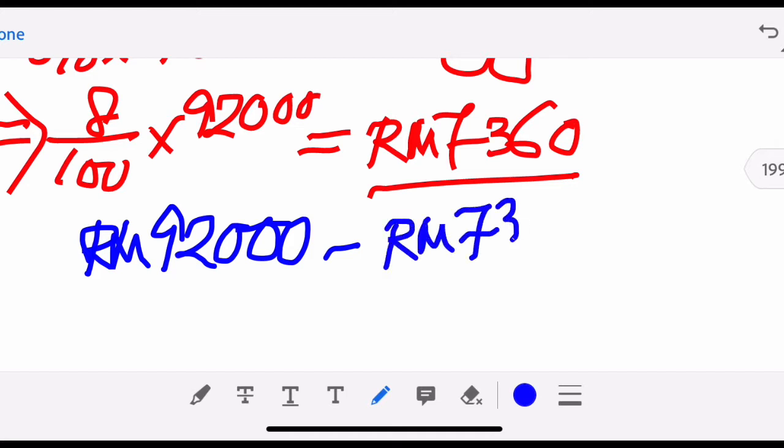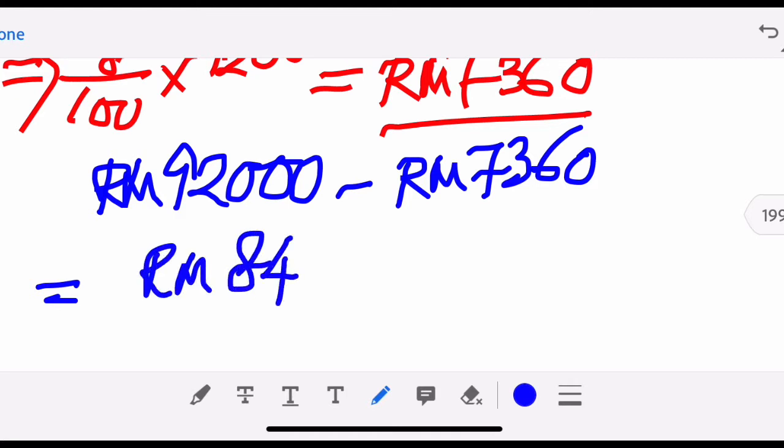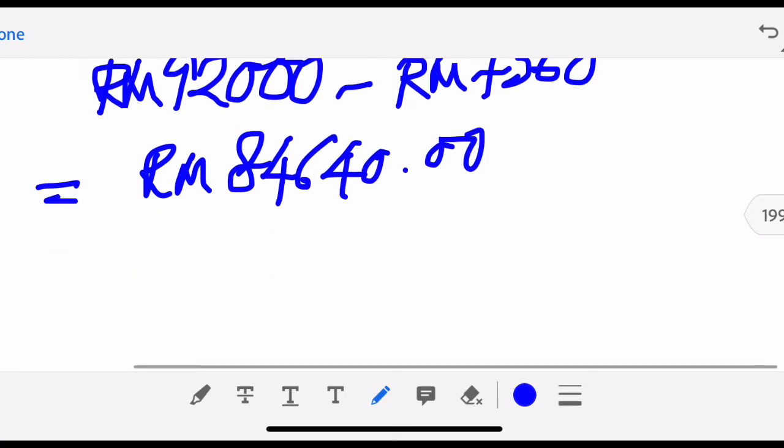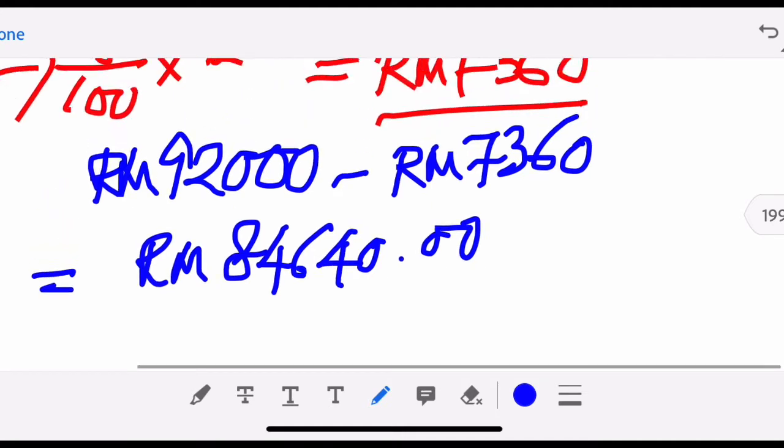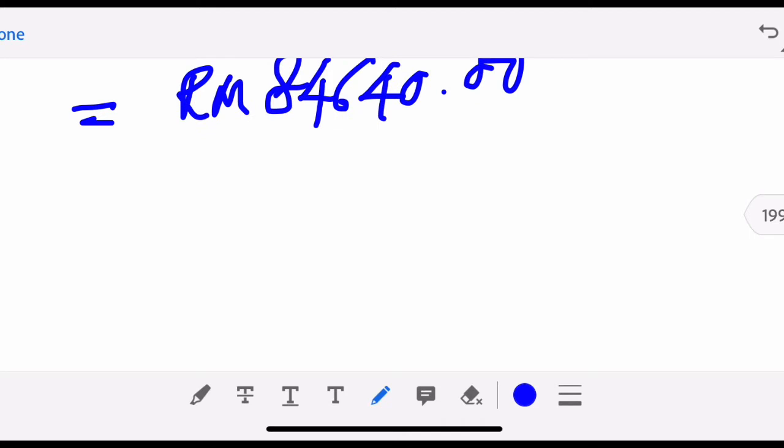So that is how we work out the amount that she need to loan from the bank is 92,000 minus 7,360. So the amount that she need to loan from the bank is 84,640, right? And then out of this amount, the bank will charge her interest with the interest rate is 2.65% for 9 years. So let's see how much the interest that the bank will incur.